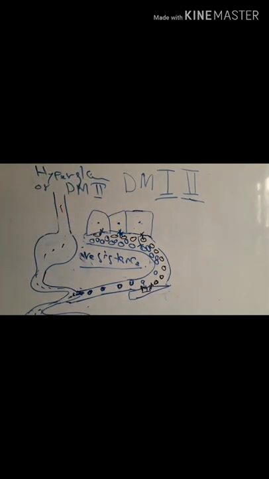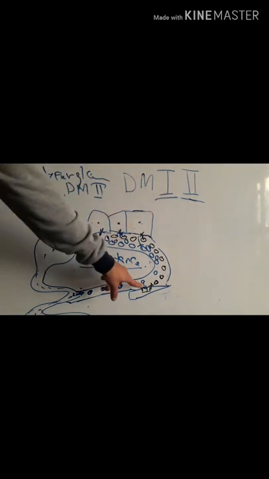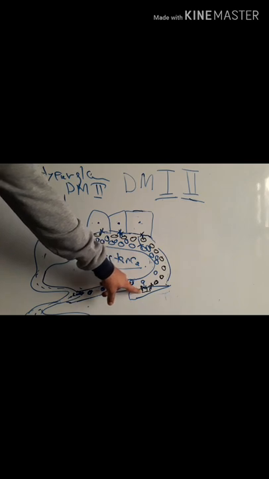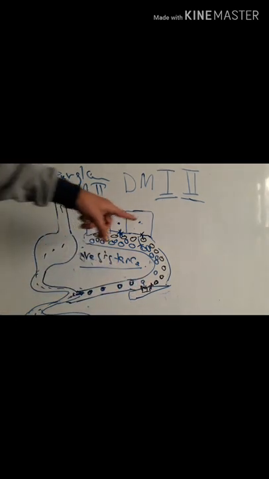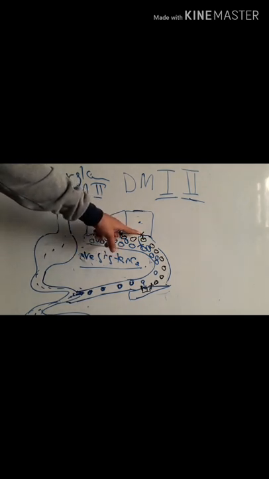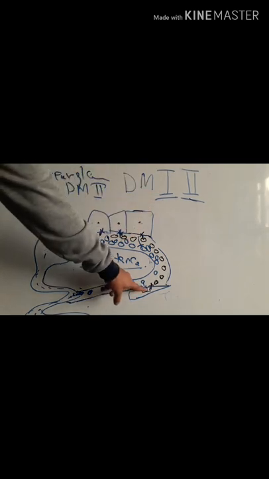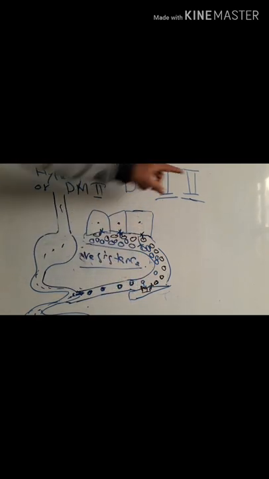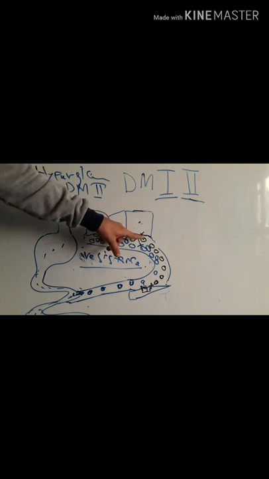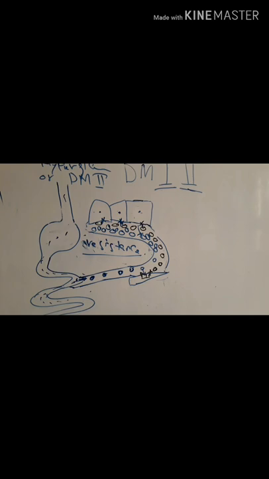So in type 1 diabetes mellitus, there is no secretion of insulin from the Langerhans cells in the pancreas, and in type 2 diabetes mellitus, there is resistance between insulin and the receptors of the cell. In type 1, there is no secretion of insulin, and in type 2, there is resistance between insulin and the receptors on the wall of the body's cells. That's what happens in type 1 and type 2 diabetes mellitus.